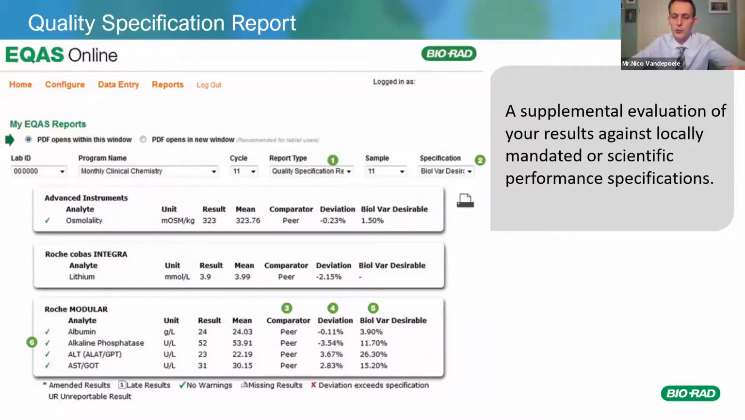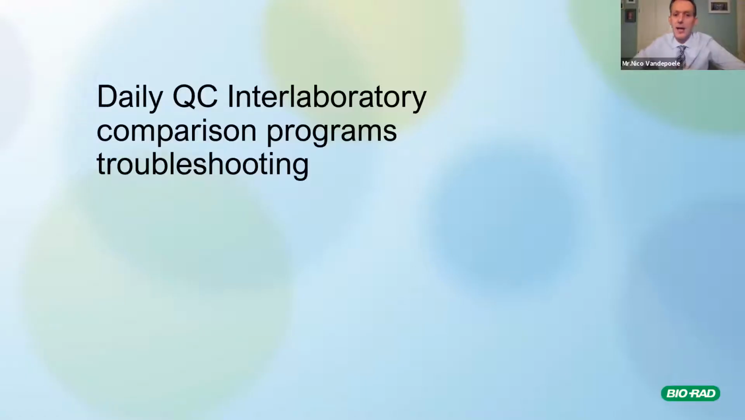It compares you to either, like I said, biological variation or RCPA. There's different guidance there. If you have a local guidance and you would like to use that, you can always reach out to Bio-Rad and we can add that evaluation even in your report. And so this was proficiency testing. We've seen that a lot and we've used that a lot.